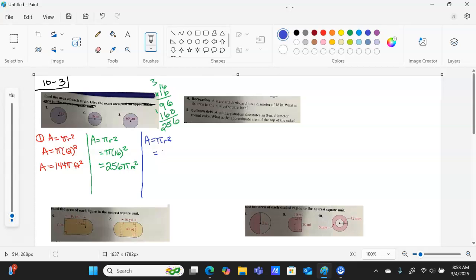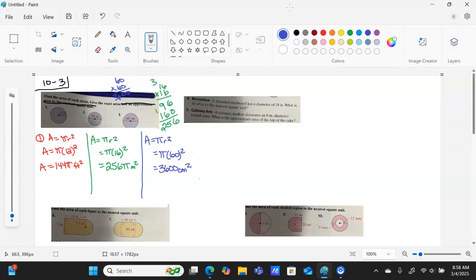And then number 3, area equals pi r squared. And so we have pi times 60 squared. So 60 times 60, 2 placeholder zeros. 6 times 6 is 36. So it's 3,600. And that's centimeters squared.